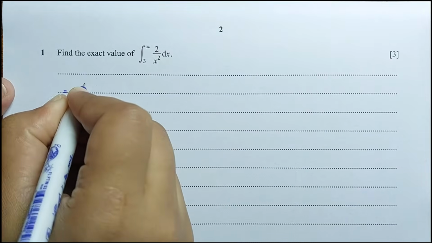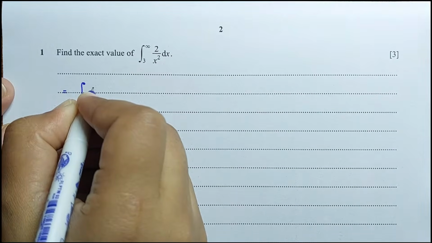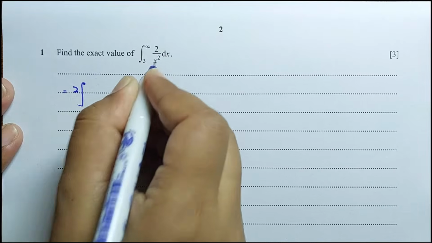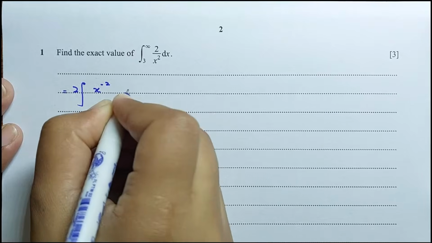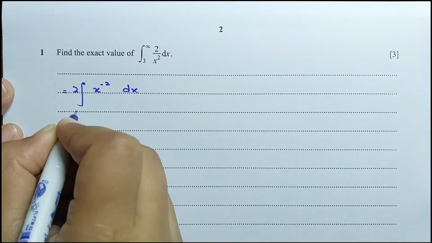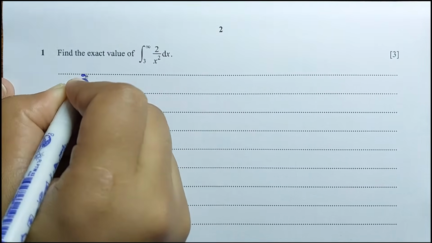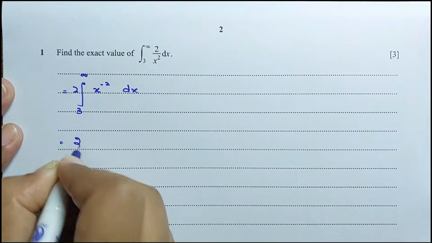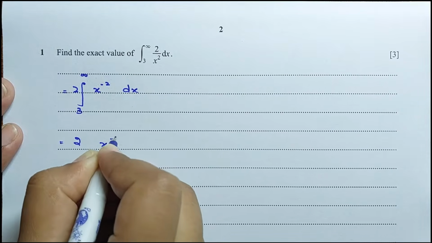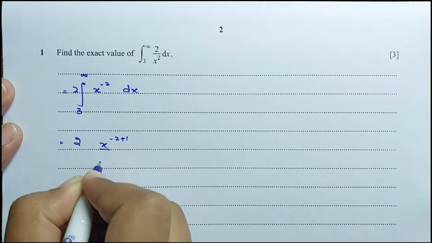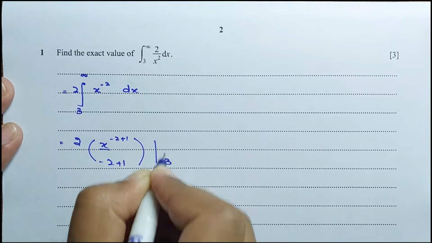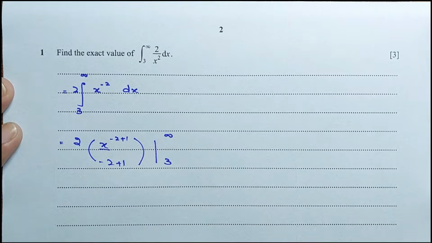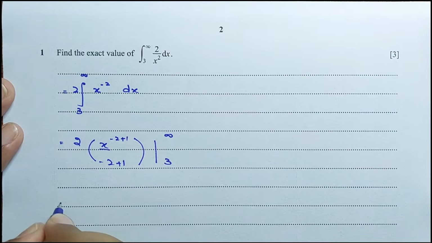So we have to integrate. For this we have to put the constant outside and shift the 1 over x squared to the numerator. This becomes x to the power minus 2 dx, and this is the definite integral from 3 to infinity, and 2 is outside. The integration of x to the power minus 2 is x to the power minus 2 plus 1 over minus 2 plus 1, and the limits I'm going to put 3 to infinity. We are not adding c because this is a definite integral.